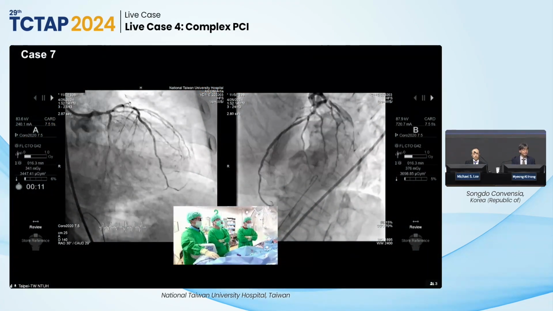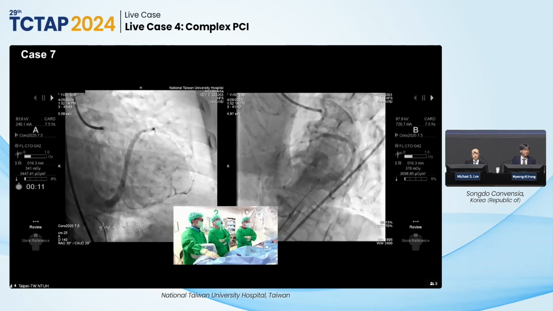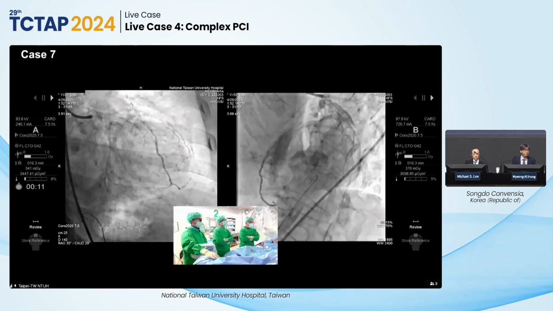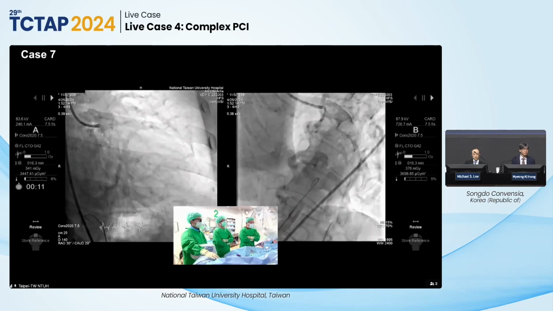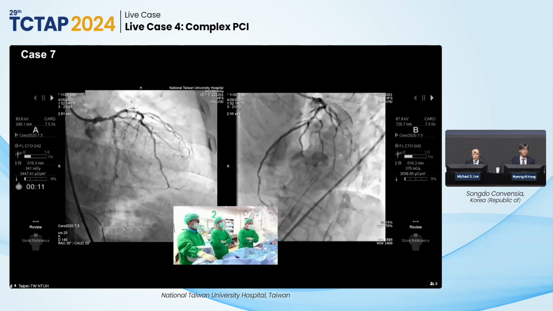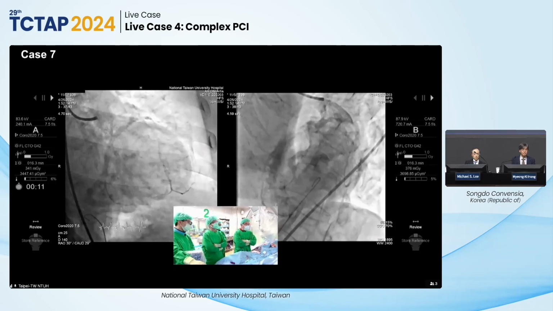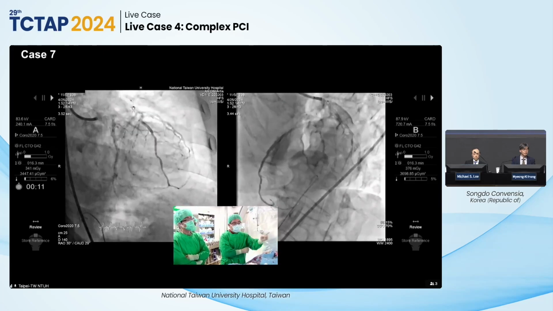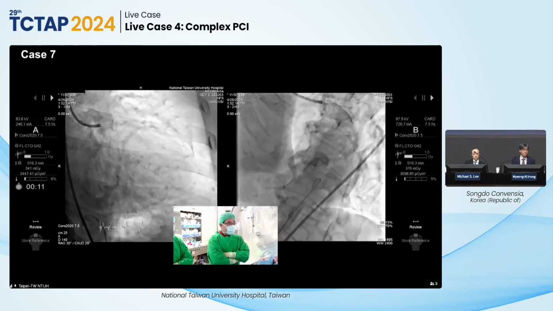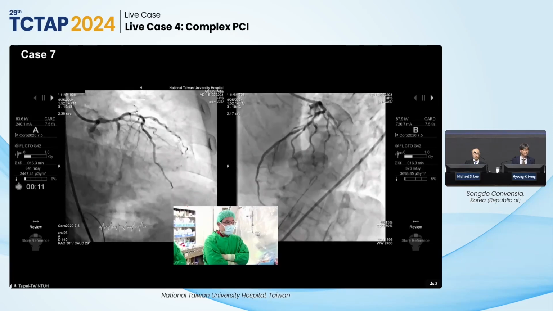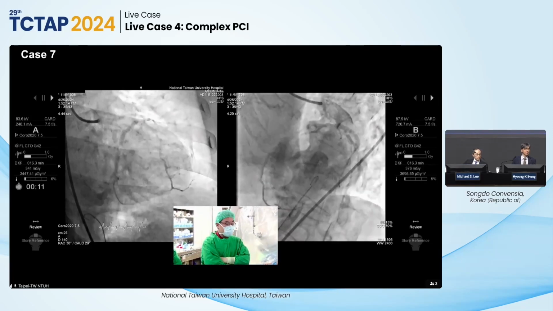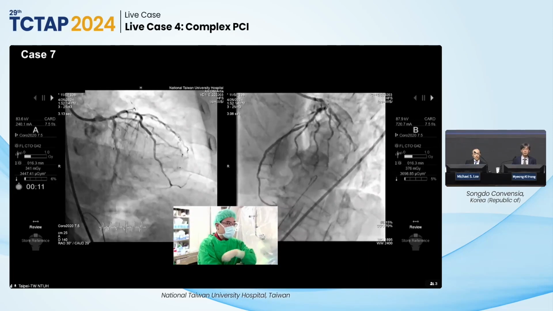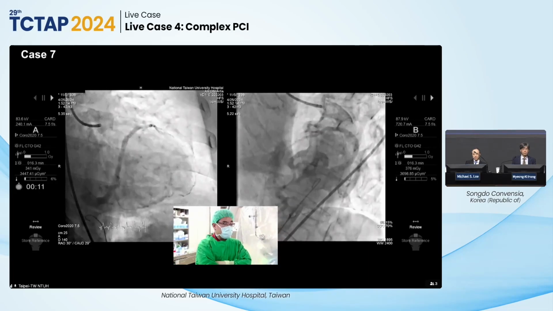These two are the first shots. This is a 7 French EBU 3.5. You can see the left main shaft is narrowed with heavy calcification, extending into the LAD. The circumflex ostium is almost 99% stenosis with sluggish flow distally. There is another segment of lesion with eccentric calcification downstream.